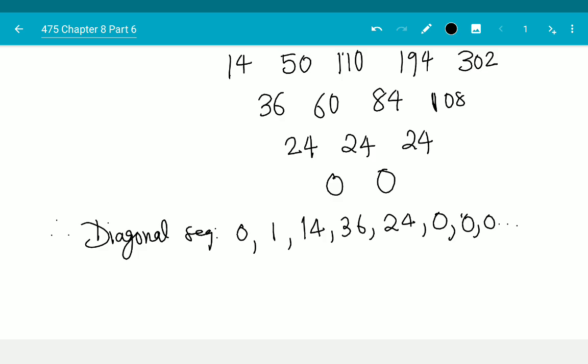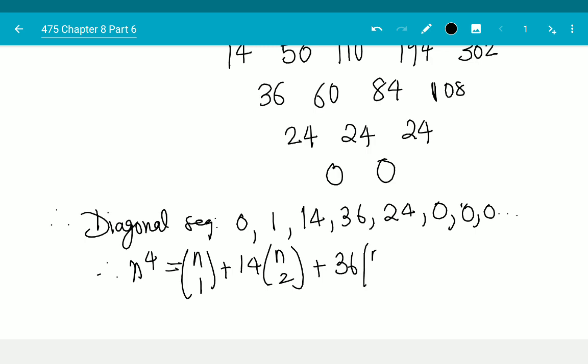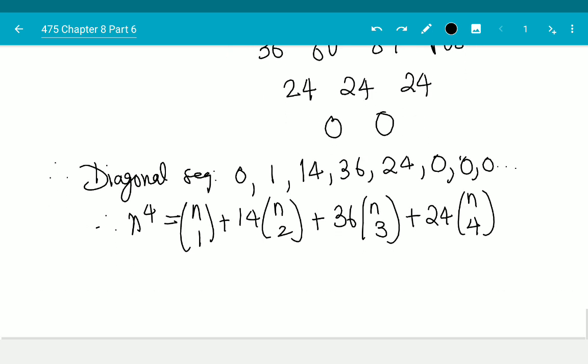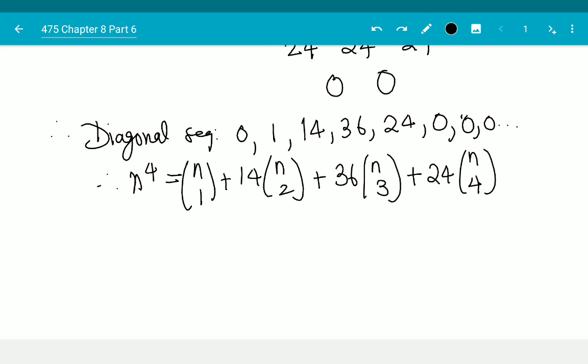Right? And therefore, I have that n to the 4 is equal to n choose 1 plus 14 times n choose 2 plus 36 times n choose 3 plus 24 times n choose 4, and then it's going to be zeros. Great, I have found a formula for n to the power 4, but that is not the entire question. The question is asking for 1 to the 4 plus 2 to the 4 plus 3 to the 4, all these things, right?